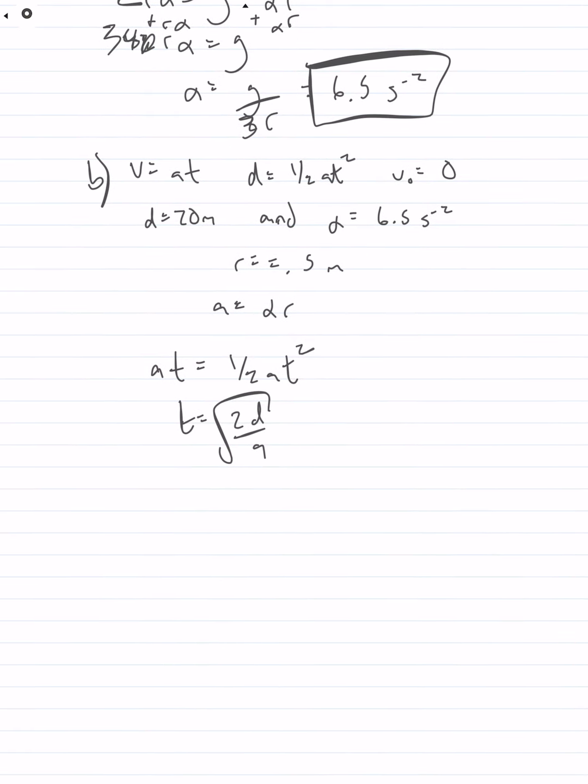So now that we know t, we can plug t into one of these equations. Which one? Let's plug it into, say, the first one. We have v equal to the angular acceleration times r times the square root of 2d over a. We can plug all those values in, and that will give you 11.4 meters per second.